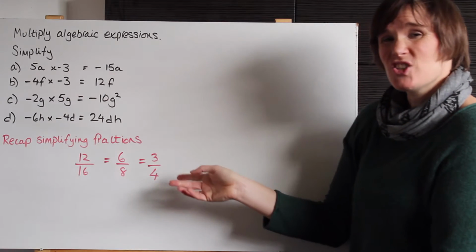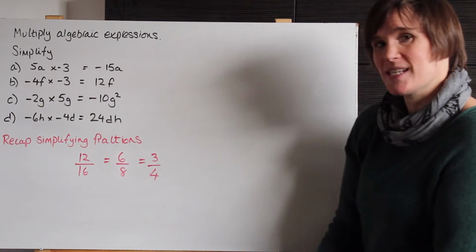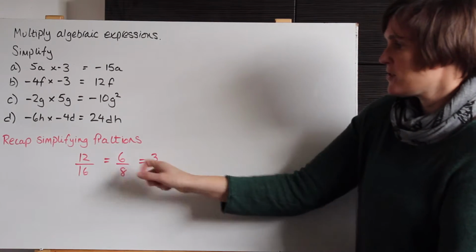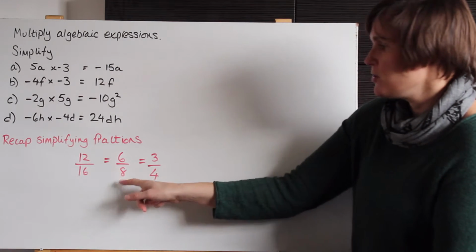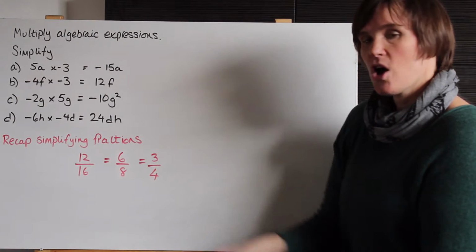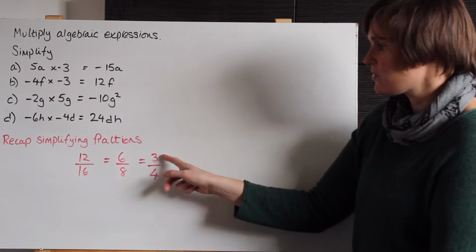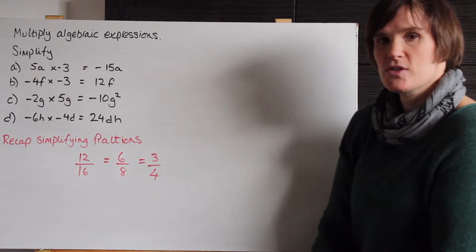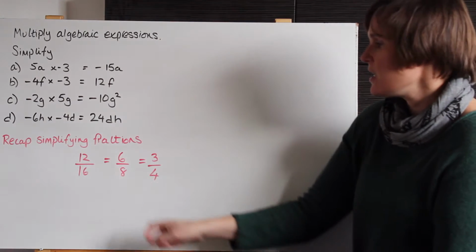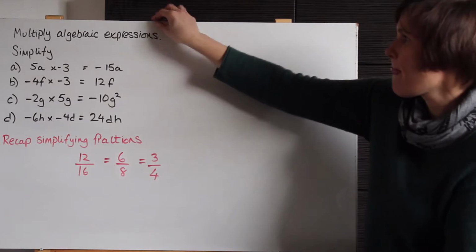For the next bit, we need to just recap simplifying fractions. Remember, if we have 12 over 16, we can simplify that. 12 divided by 2 gives us 6. 16 divided by 2 gives us 8. So 12 over 16 is the same as 6 over 8. We can go a little bit further. 6 divided by 2 gives us 3. 8 divided by 2 gives us 4. So we end up with 3/4. So 12 over 16 is the same as 6 over 8 is the same as 3/4.